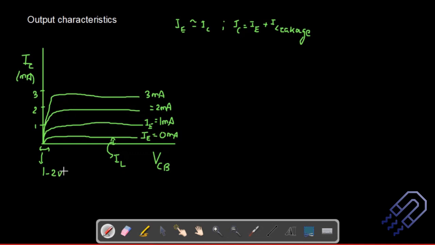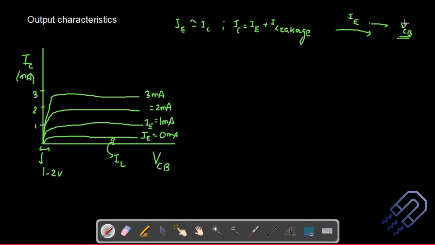If the voltage is very low, then there is some thermal energy that is possible, because the electrons need to flow from this end to this end. Why does the electron flow from this end to this end? Because we are applying a voltage at the output. We are applying a reverse bias voltage VCB.